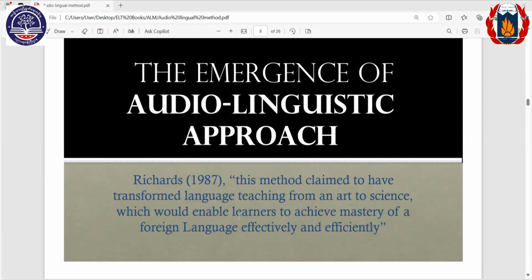And for the science, what are the characteristics of science? Yes, science is factual, very systematic, good, proven, yeah, and accurate, right? So Richards claimed that this is a kind of transforming from the art to science in the language teaching areas, so that the student will achieve the mastery of the another language.